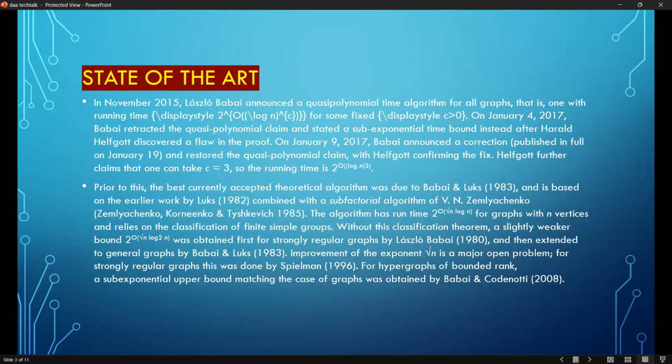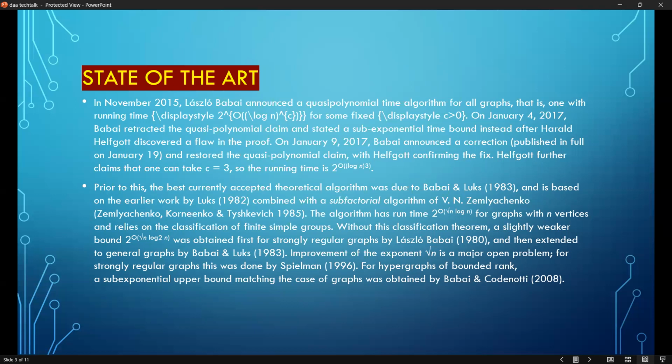State of the art. In November 2015, László Babai announced a quasi-polynomial time algorithm for all graphs, that is, one with running time 2^O((log n)^c) for some fixed c greater than 0. On January 4, 2017, Babai retracted the quasi-polynomial claim and stated a sub-exponential time bound instead, after Harald Helfgott discovered a flaw in the proof.